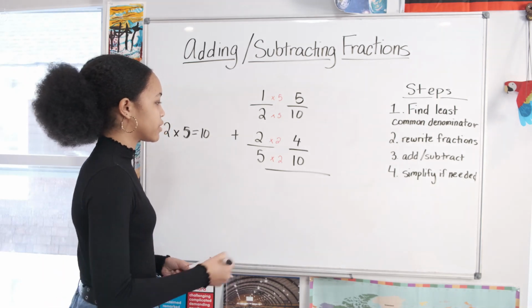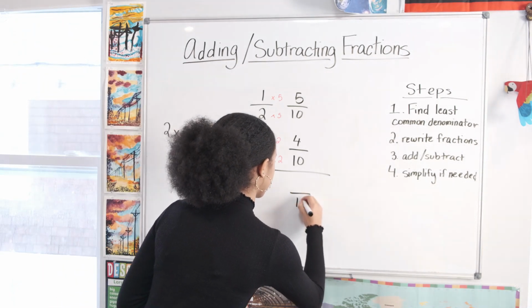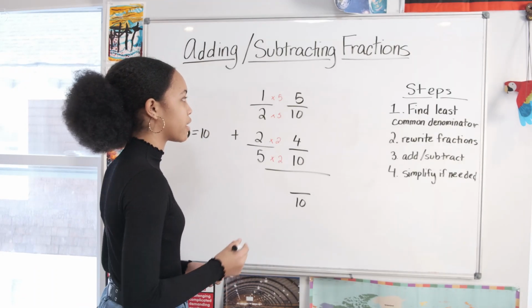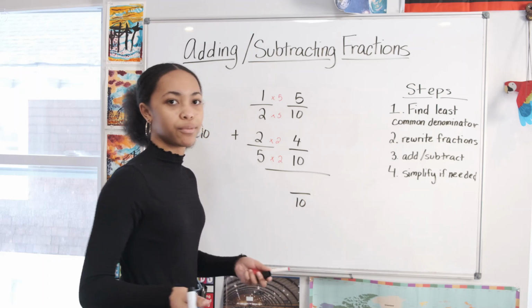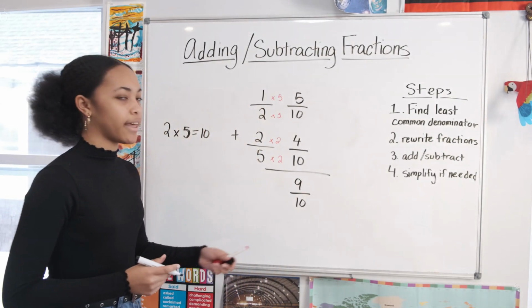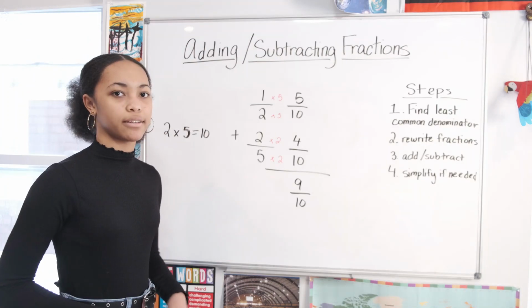Now you remember the rules. You keep the denominator the same, and then you can add your fractions. Add your numerators. 5 plus 4 equals 9. And that is your answer, 9 over 10.